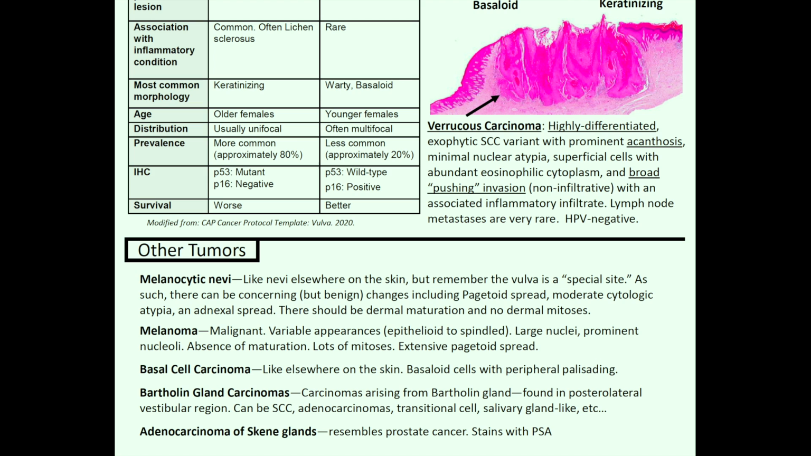Some other tumors to think about are melanocytic nevi. So like nevi elsewhere on the skin, but you want to remember that the vulva is a special site. As such, there can be concerning but benign changes, including pagetoid spread, moderate cytologic atypia, and adnexal spread. You can also, of course, get melanoma, which is malignant with variable appearances, such as epithelioid to spindled. You can also have basal cell carcinoma, Bartholin gland carcinomas, and adenocarcinoma of the Skene glands.